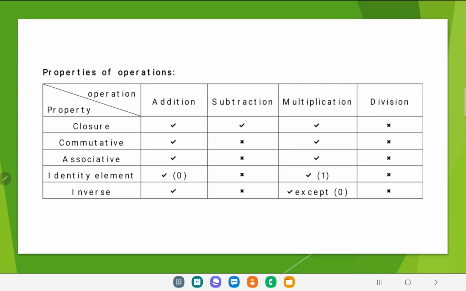So the properties of operations: addition has all the properties, subtraction has just closure, the others are missed, multiplication has all the properties, division, all of them are missed.